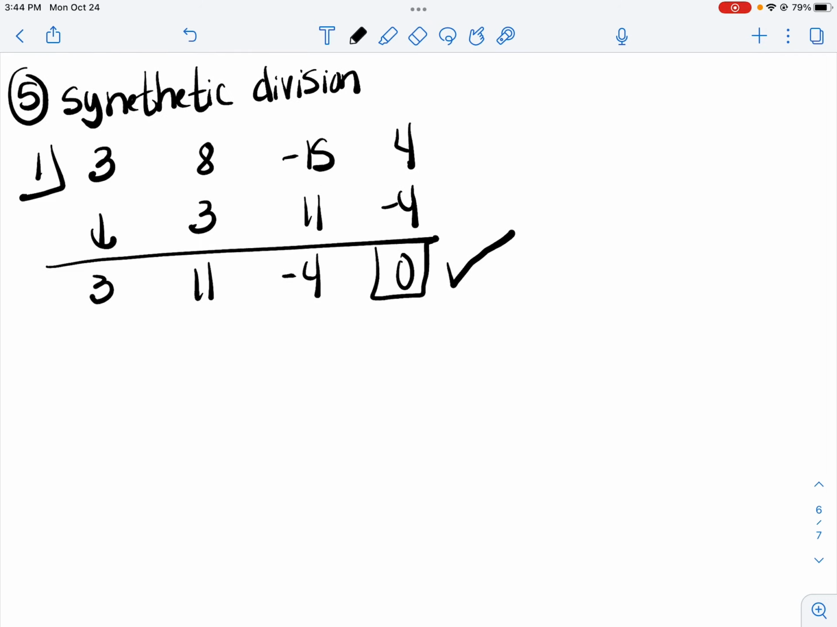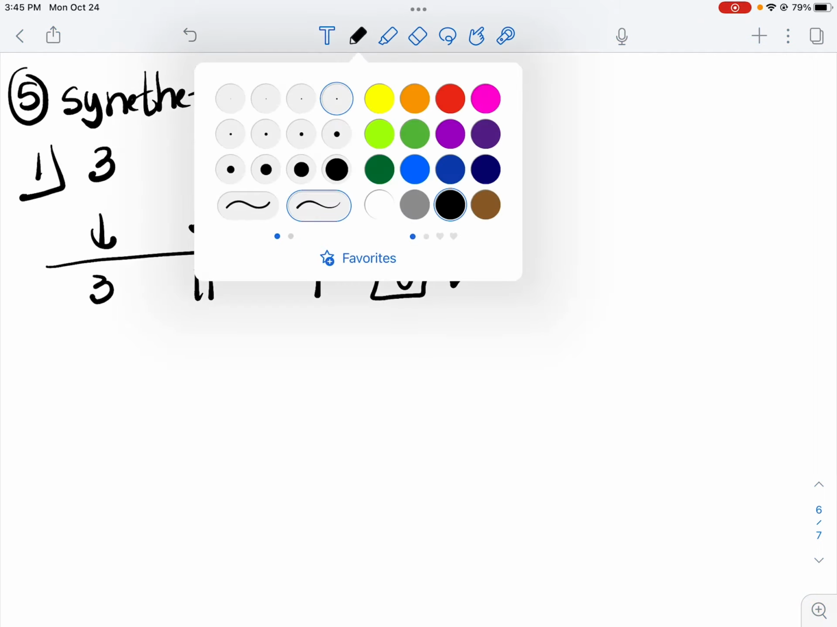Sometimes you get lucky and you find the 0 on the first try. If you didn't find the 0 with the 1, try negative 1. If that doesn't work, try 2, then negative 2, and so on.